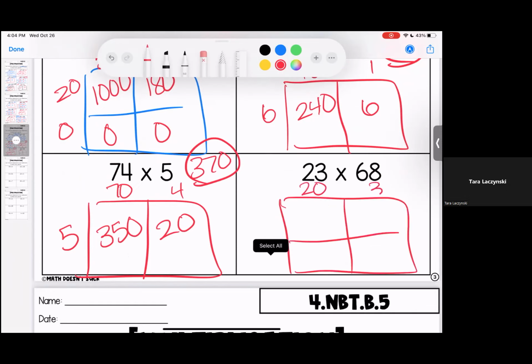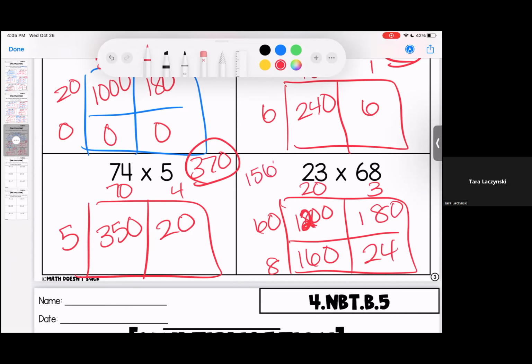Last one for this page is a 2 by 2. We have 20 and 3, 60 and 8. So 23 times 68. 6 times 2 is 12 with 2 zeros. 6 times 3 is 18 with 1 zero. 8 times 2 is 16 with a 0. 8 times 3 is 24. If we add our 4 boxes together, we get 1,564.